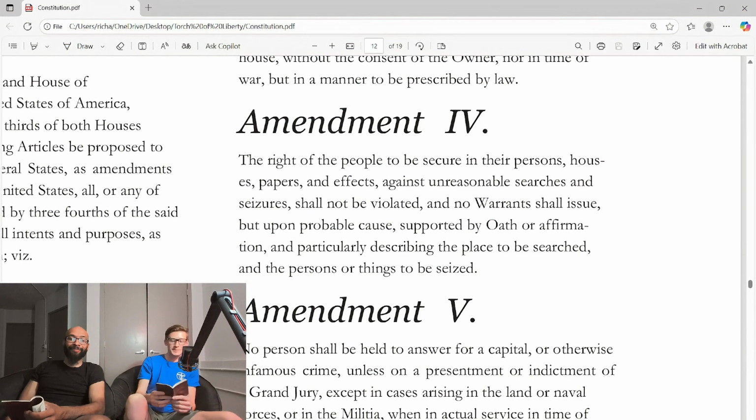Number 4. The right of the people to be secure in their persons, houses, papers, and effects against unreasonable searches and seizures shall not be violated, and no warrants shall issue but upon probable cause, supported by oath or affirmation, and particularly describing the place to be searched and the persons or things to be seized.